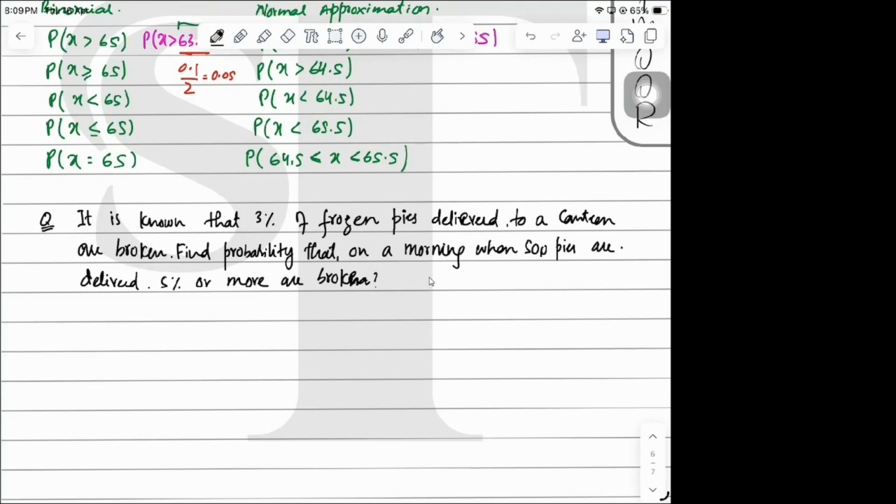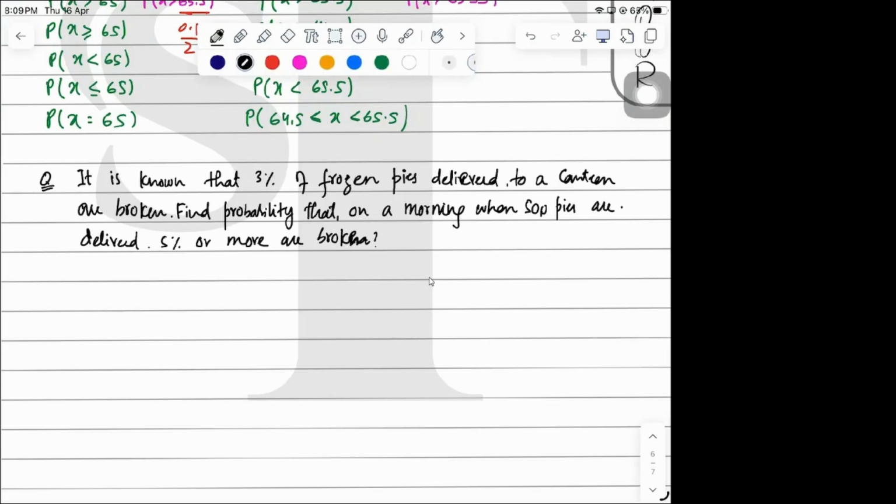5% or more. Can you read the question? What does it say on a morning when? What's the word after when? When 500 pies are delivered, 5% or more are broken. They are exactly saying that 500 are delivered, so it means it is going to be the sample size, n_s, and the probability means it's a proportion, 5% or more are broken.